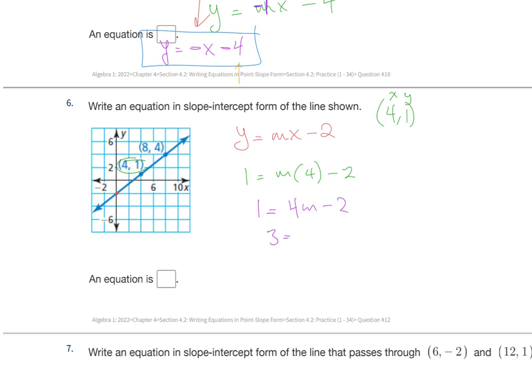Add 2 to get 3. And I can solve for m by dividing by 4. m is 3/4. So what I just did is I used the slope-intercept form. I used the y-intercept and another point to find the slope. And if you're like, well, that seems weird, not really. You can find the slope from 2 points. The y-intercept is a point, and a point is a point, right? So anyway, we think it's 3/4.